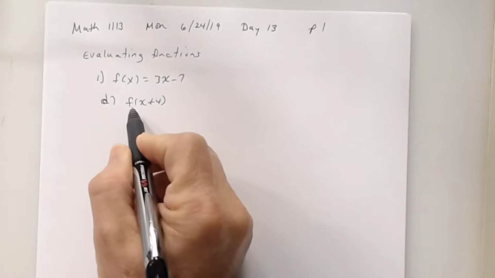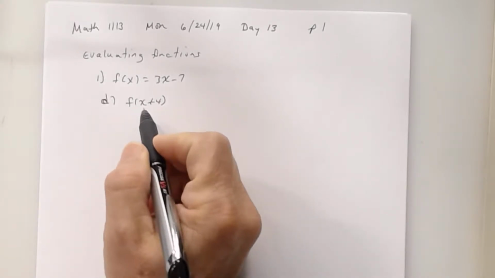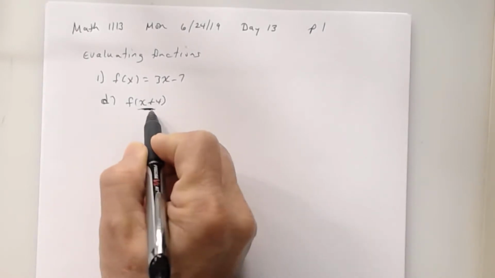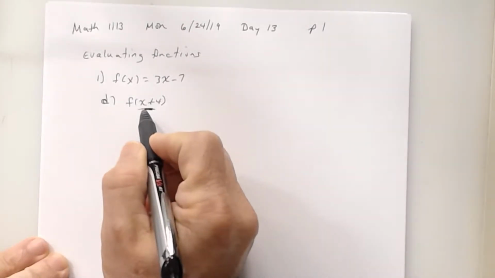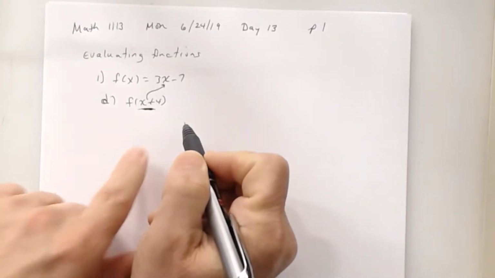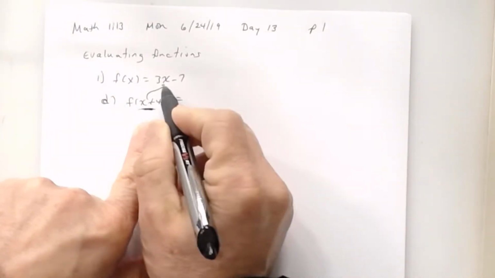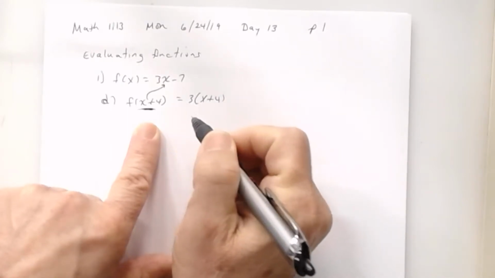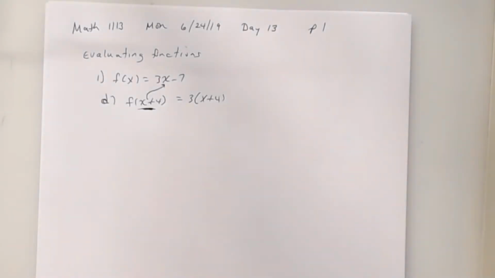And so if I want to find f of x plus 4, I'm going to underline this x plus 4 because that's what I'm going to substitute into my function wherever I see the variable x. So I'm going to get f of x plus 4 is going to be 3 times, in parentheses, x plus 4, because that's what x becomes. I'm going to substitute, in place of the variable x, x plus 4, and then minus 7. All right, so that's where I'm at this point.